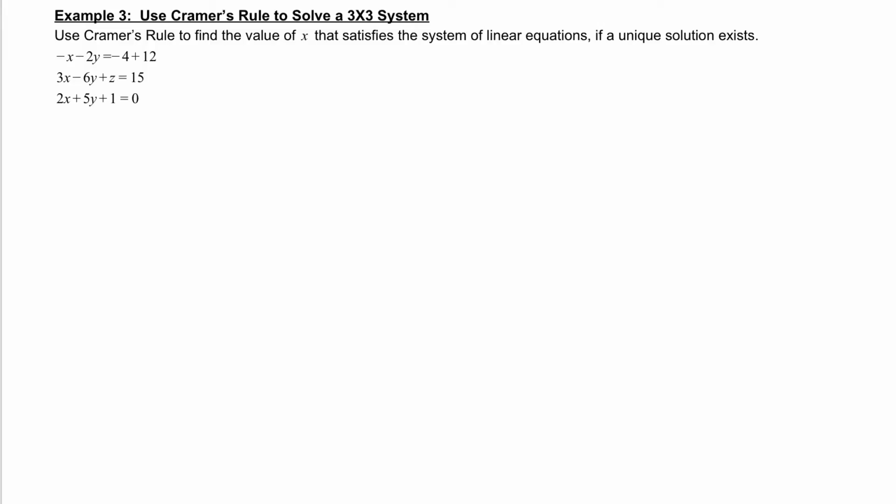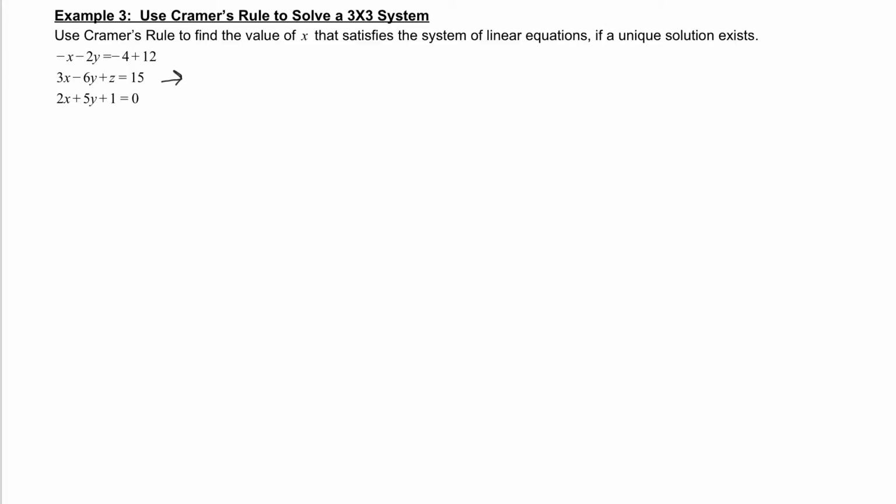In example 3, we're going to use Cramer's rule to solve a 3 by 3 system. It's going to be done pretty much the same way that we did the 2 by 2 system. The first thing you want to notice as you look at this system is not everything is lined up how we want it. We always want our x's, then our y's, then our z's, and then our constants on the right. So let's rearrange this a little bit.